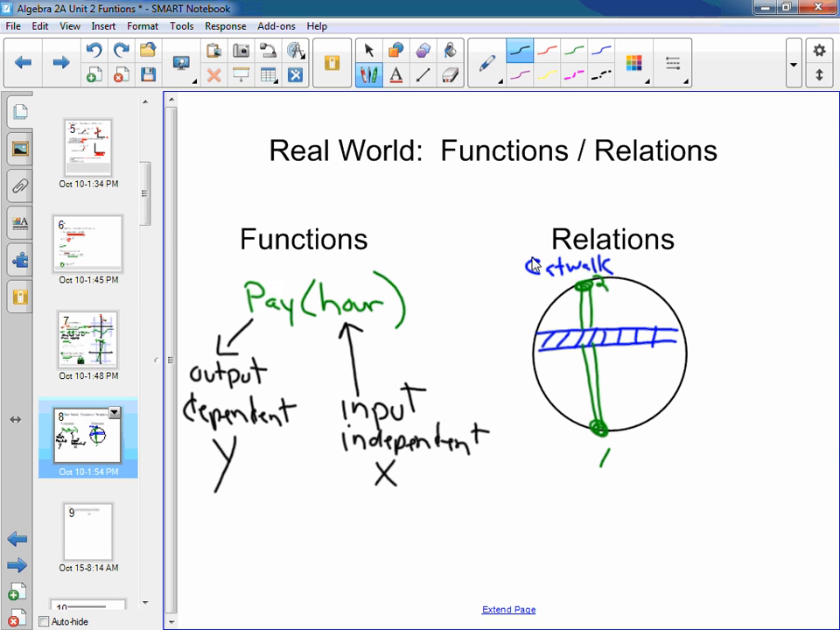They're one and the same. But depending on the hours, if you work 1 hour, you get 10 bucks. You work 2 hours, you get 20 bucks. So each hour that you work has a different amount of pay. That would be a real-world example of a function.